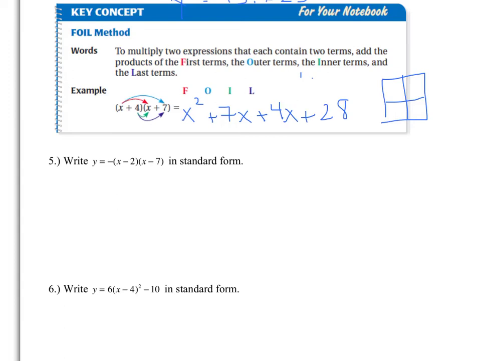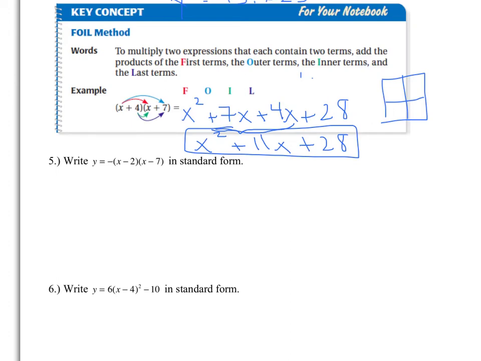And then from here, we can combine our like terms. So on the inside here, we can add 7x plus 4x to get 11x. And then the other two terms of this trinomial are x squared and 28, and we cannot combine any more terms because they are not the same.